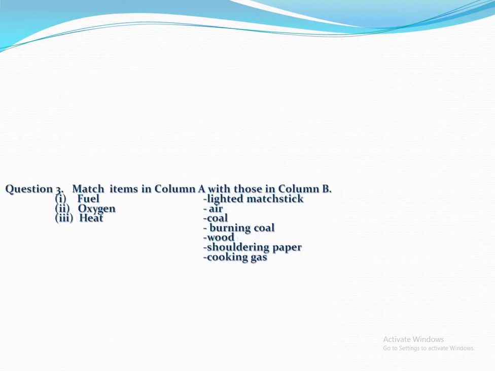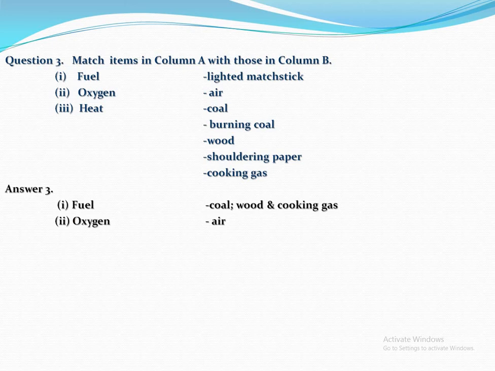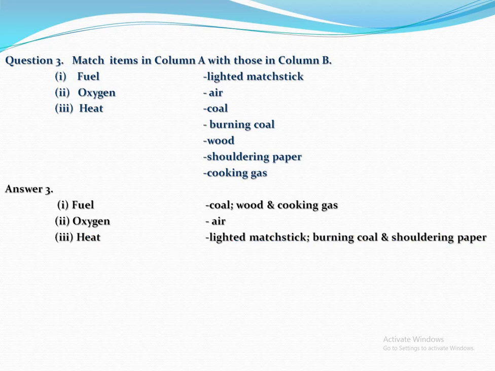Now let's go to question number 3. Match items in column A with those in column B. Let's match these items. First one is fuel. Fuel is matched with coal, wood and cooking gas. Now oxygen. Oxygen is matched with air. And at last heat. Heat we get from lighted matchstick, burning coal and soldering paper.